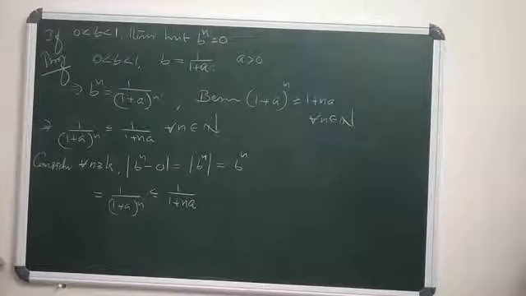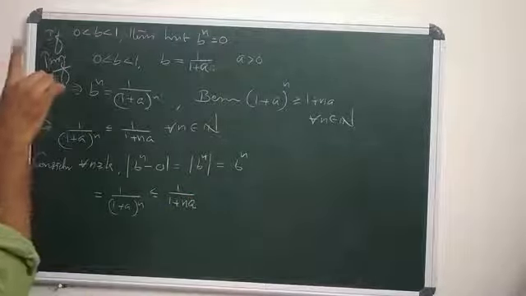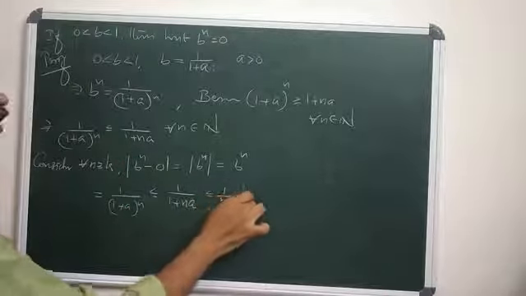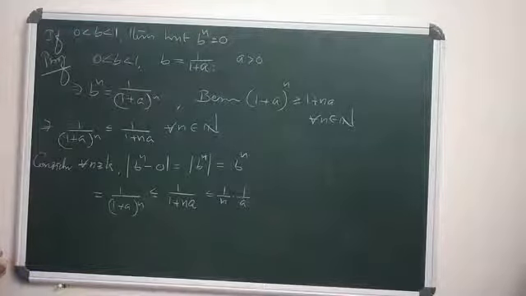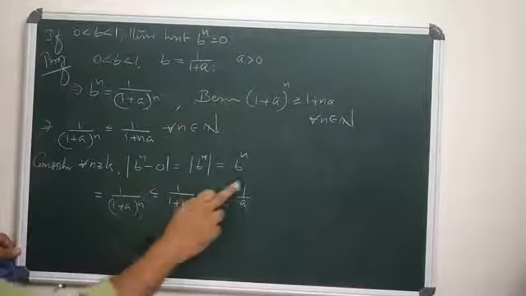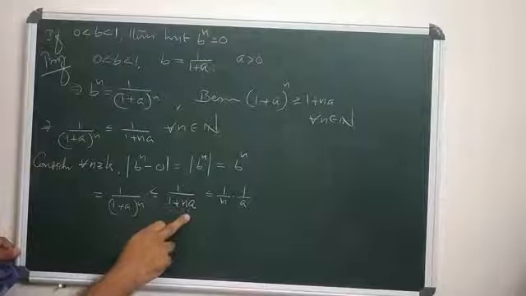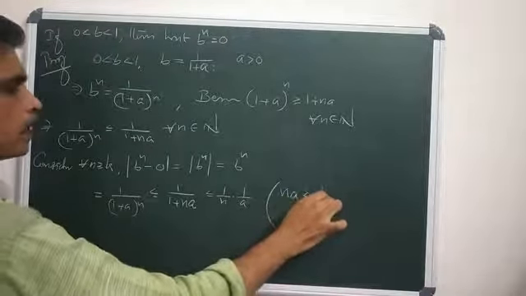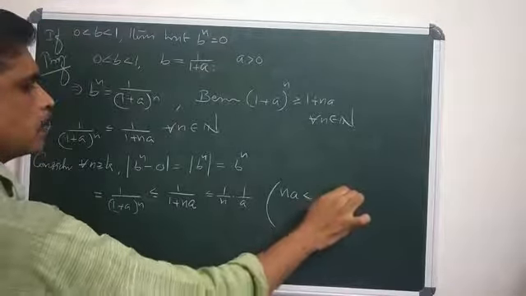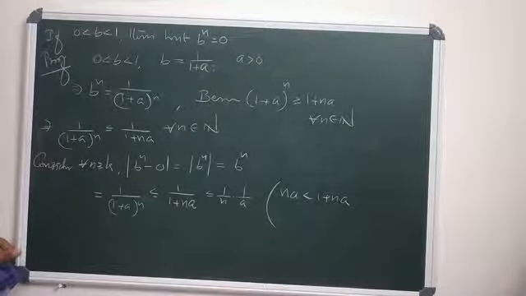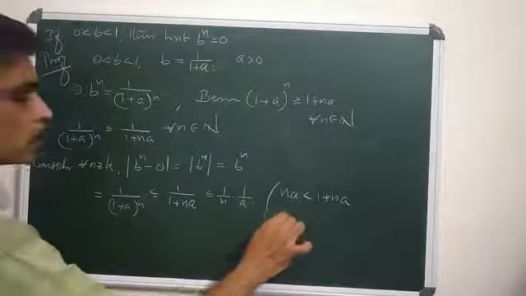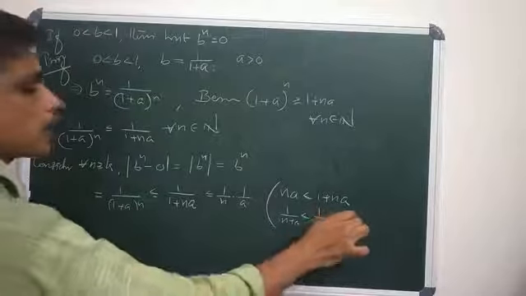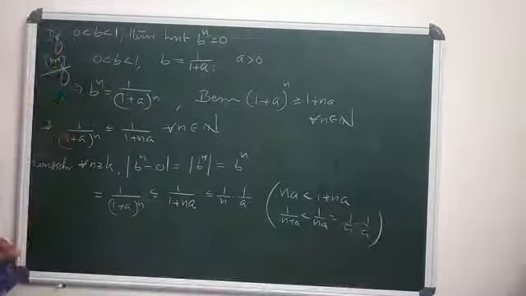But we know by the previous problem that 1/(1+na) is less than or equal to 1/(na), which is (1/n)(1/a). Why? Because na is always less than 1 + na, since n is a natural number and a is positive. So 1/(1+na) is strictly less than 1/(na), and 1/(na) can be rewritten as (1/n)(1/a).